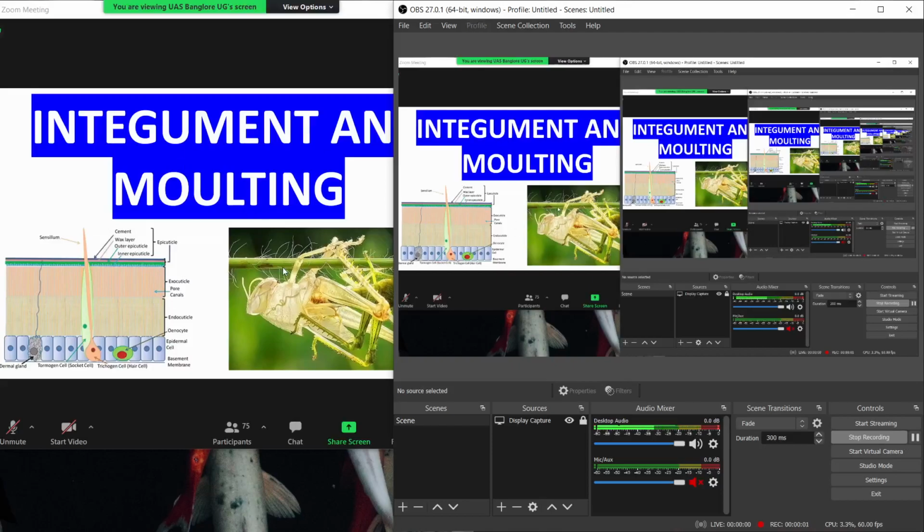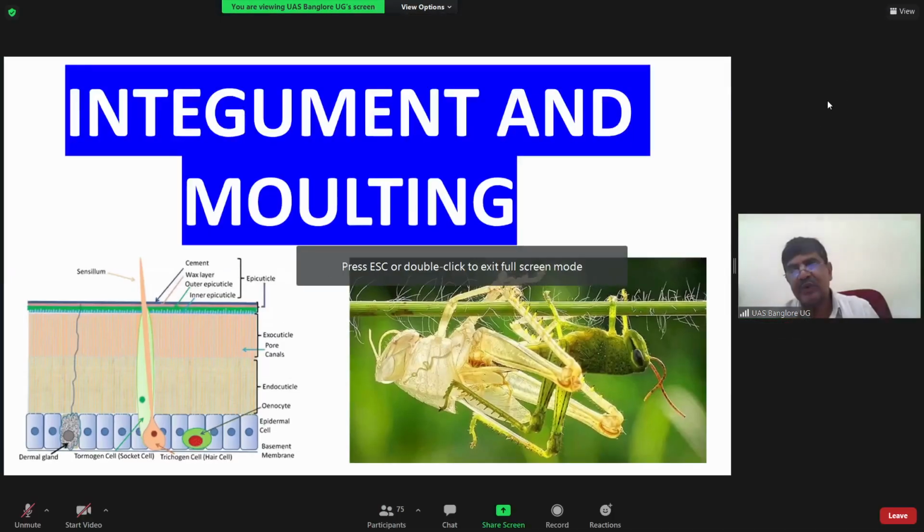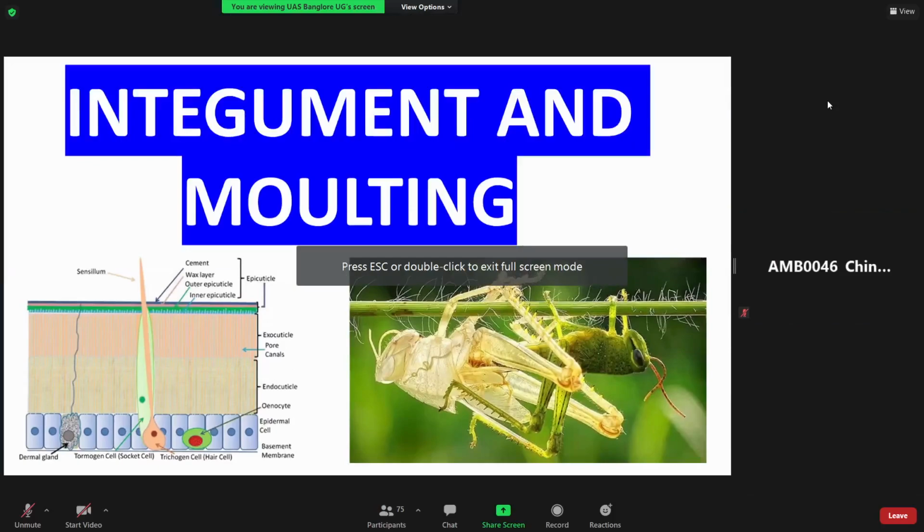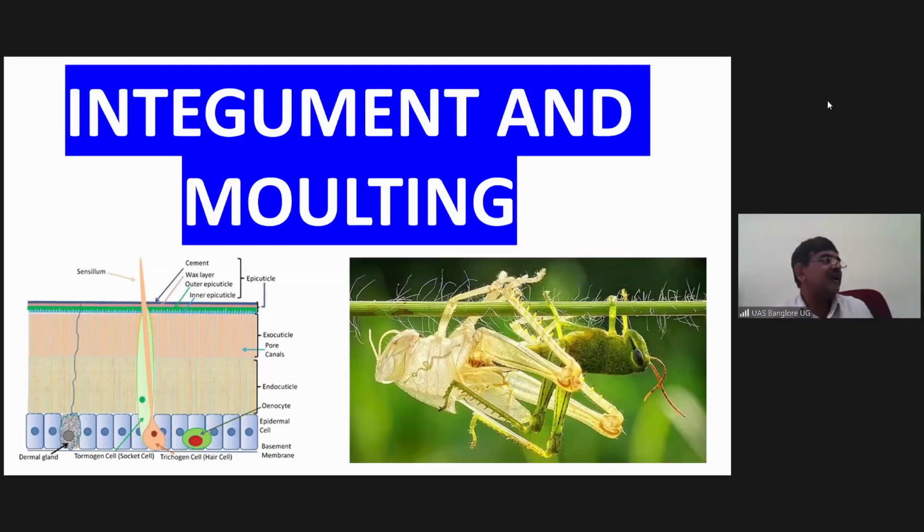Integument. Sometimes it's also called cuticle. So the outer covering or outer layer of the insect body is called the integument, also called the cuticle.